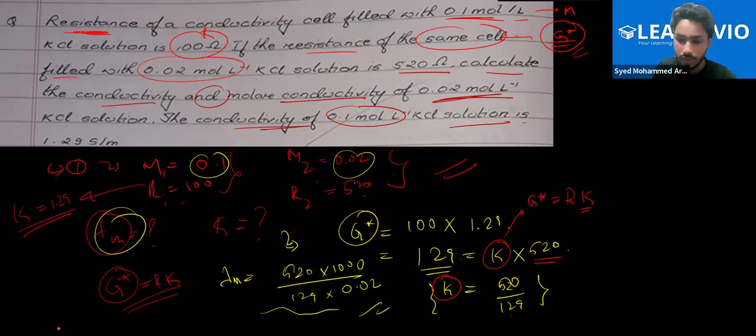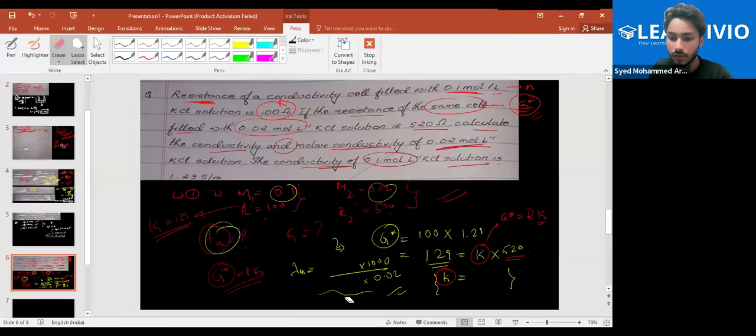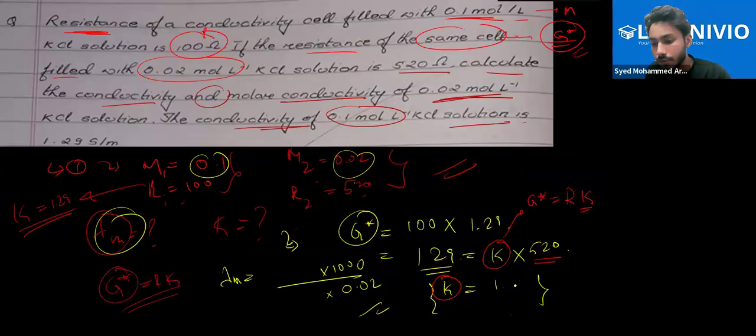Oh, I have made a mistake. Just one second. You are correct. So it would be 129 upon 520. So this is 129 divided by 520. Correct. So now you have to solve it on your own.